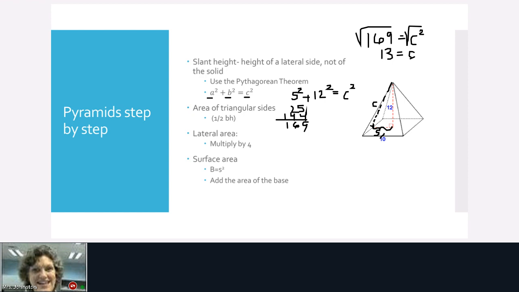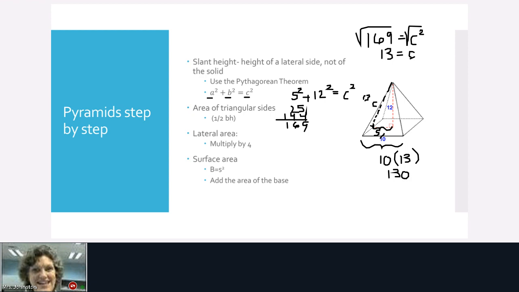Now, looking at these triangular sides, you can use the regular triangle formula to find the area of the sides, which is 1/2 the base times the height. Now, we didn't know the height, but now that we figured out the slant height is 13, that's going to be the same for each one of these triangular sides. We know that the base is 10, the height is 13. If I multiply them together, I get 130.